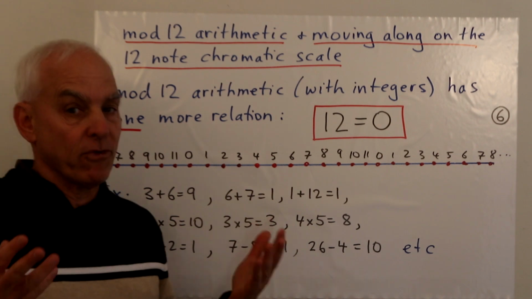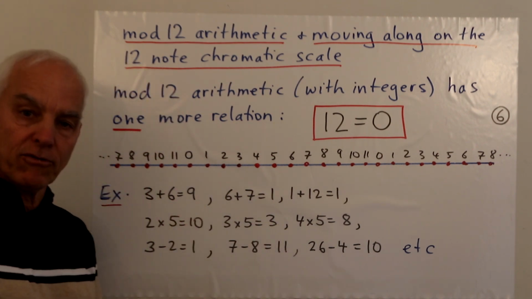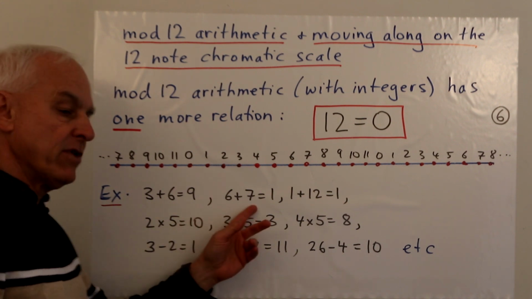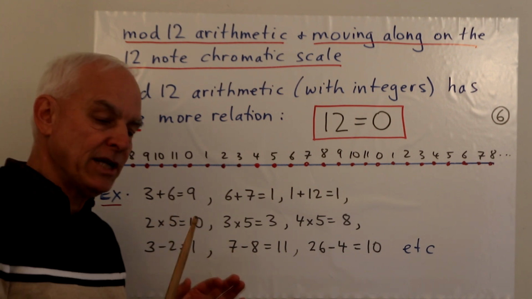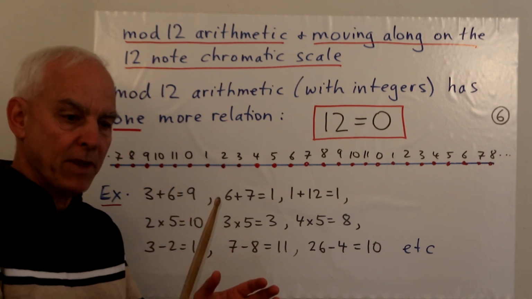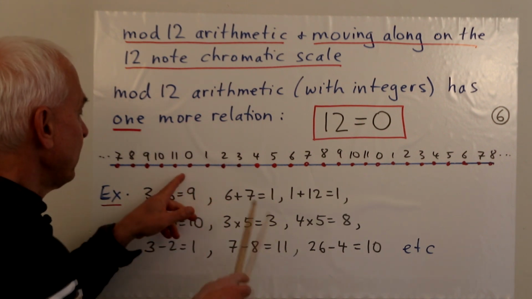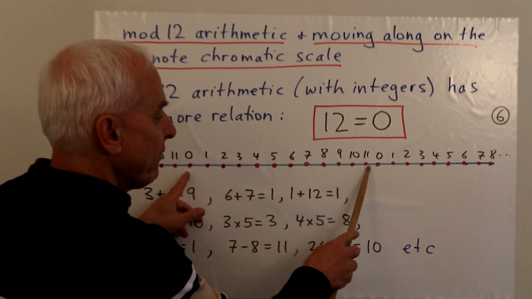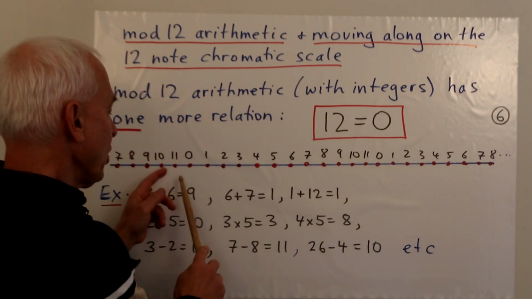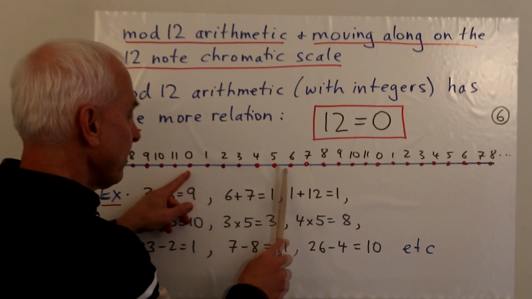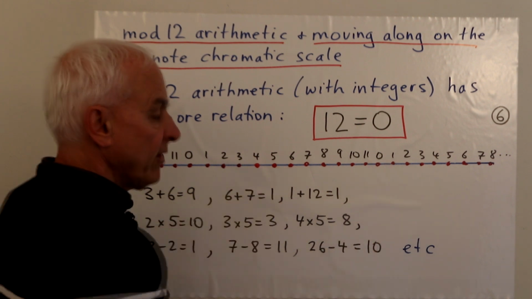Some examples of arithmetic in this context: 3 plus 6 is 9, so the usual laws of arithmetic hold. 6 plus 7 is 13, but I've written 1. Why do I write 1? Because 13 can be written as 12 plus 1, and the 12 is 0, so 13 is the same as 1. That's reflected here: ordinarily 10, 11, 12, 13, that's where 13 would be, but there's a 1 there. So if we go 6 from here, and then go 7: 1, 2, 3, 4, 5, 6, 7. Yes, indeed, we do get 1.